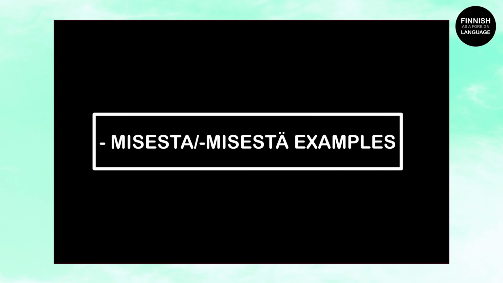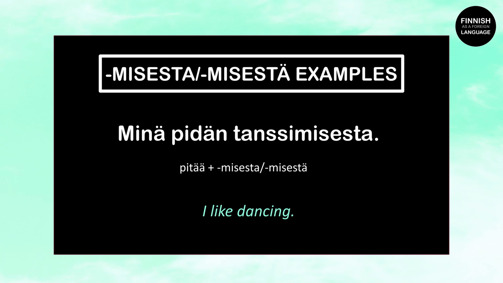When do we have to use the -misesta ending? Here's one example. Minä pidän tanssimisesta. I like dancing. So here we use the -misesta form because of the verb pitää, which here means to like. The verb pitää requires the elative case. So that is why we say tanssimisesta. It's the elative case of the noun-less verb tanssiminen. So let's repeat. Minä pidän tanssimisesta. I like dancing.